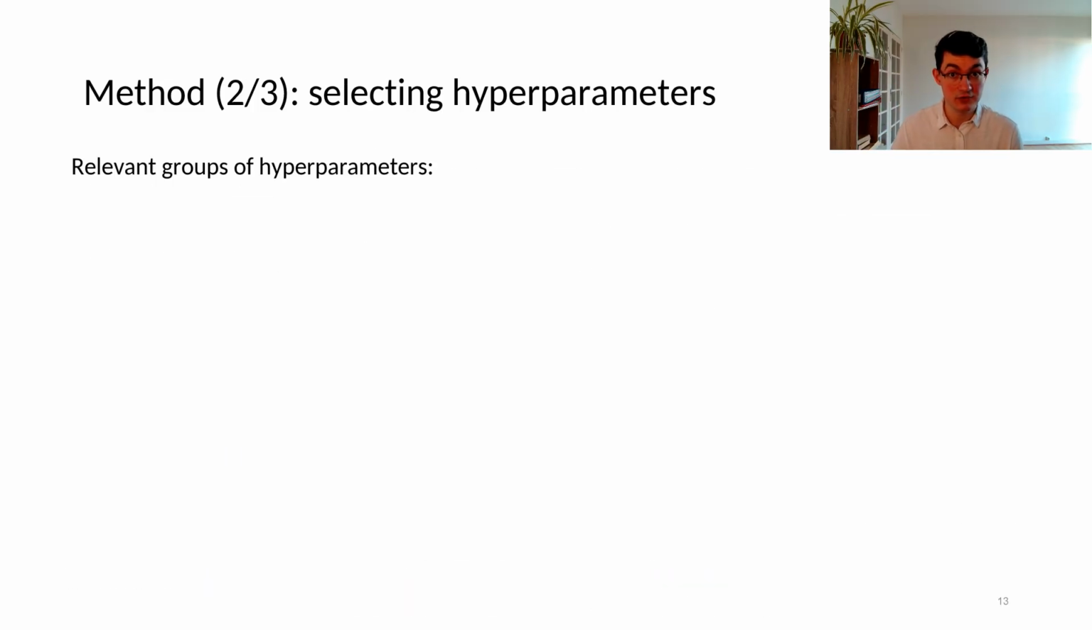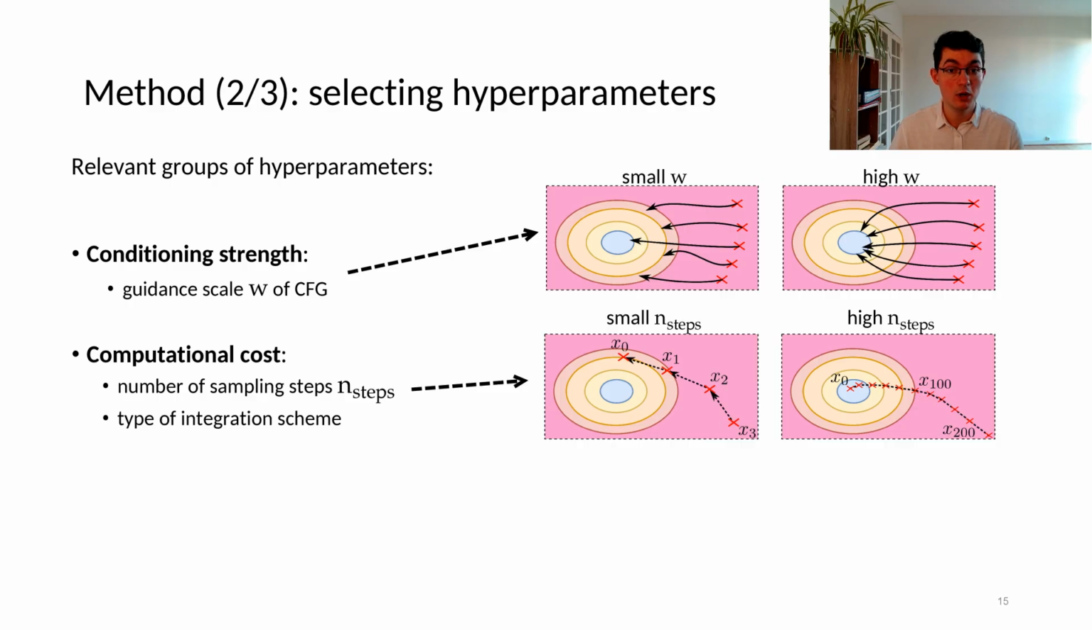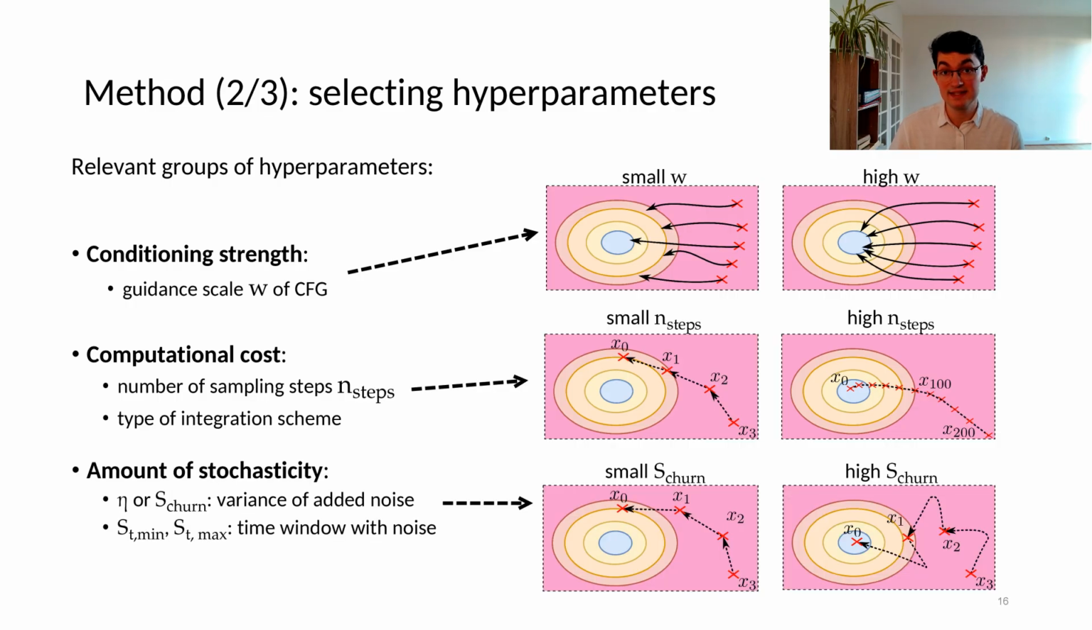Our second methodological step is to identify three groups of ubiquitous hyperparameters that are potentially relevant to bias amplification. First, the conditioning strength, with the guidance scale of classifier-free guidance, which controls how close the generated images are to the target class. Second is the computational cost, with the number of sampling steps and type of integration scheme. And third is the amount of stochasticity, that is to say, the variance and time window of the noise injected during sampling.